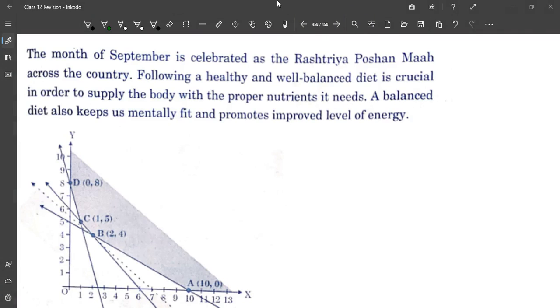So look at this question. This is a case study asked from linear programming. You have the graph part of it, which is already given, so you don't have to plot the graph. And there is a story portion which is given, which you can skip while doing the exam. Let's look at the questions asked.